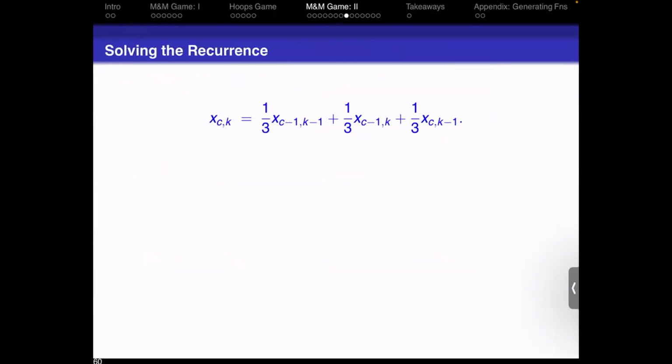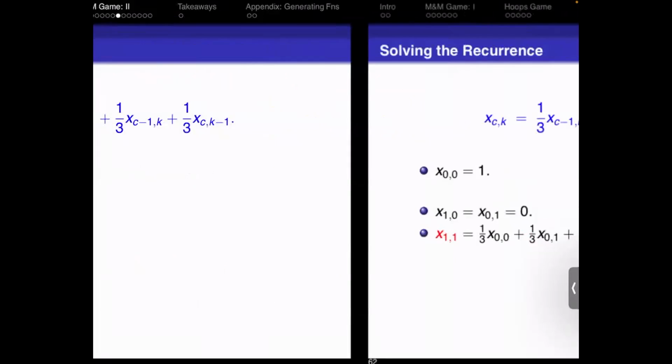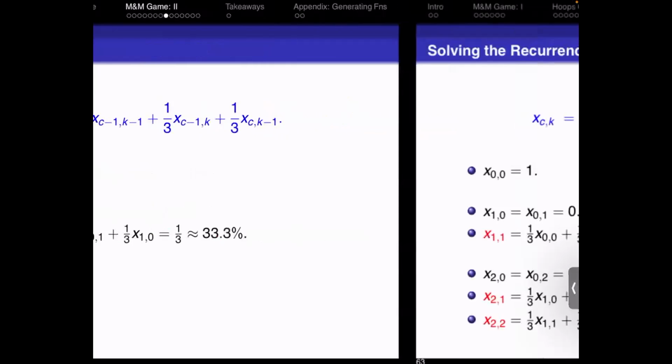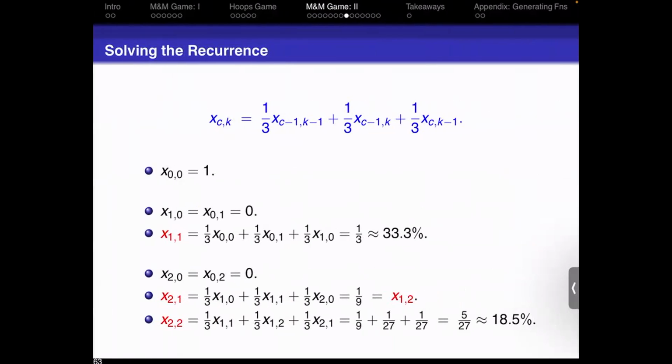All right, so we have this recurrence relation. I know x00 equals 1. So if I want to find x10 and x01, those are 0 because somebody has an M&M and someone doesn't. For x11, I just plug into the formula and I get 1/3. Now x20 equals x02 equals 0 because somebody has M&Ms and someone doesn't. I can now calculate x21, which is the same as x12. I just use my recurrence formula and plug in the x10, the x11, and the x20. And now I can get x22 by just plugging everything in.